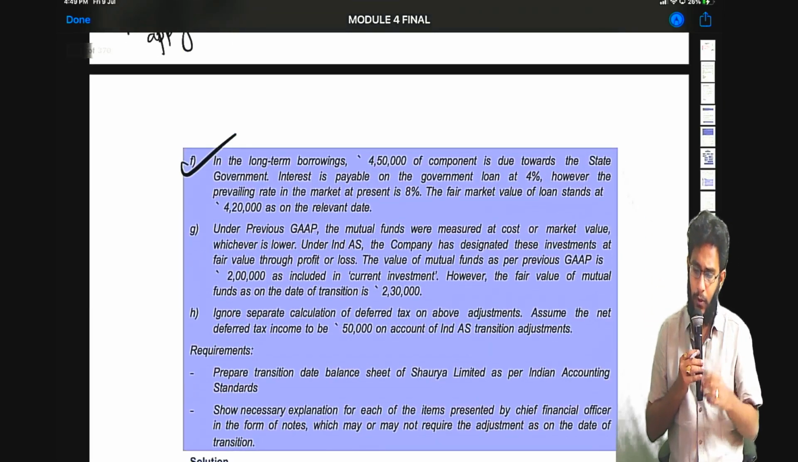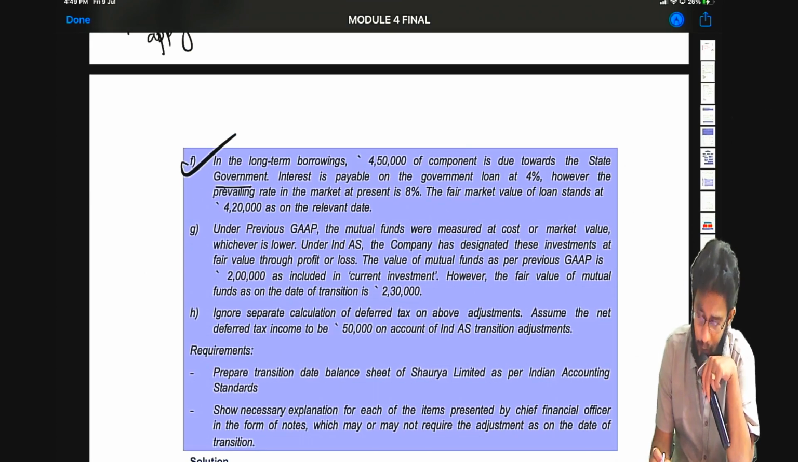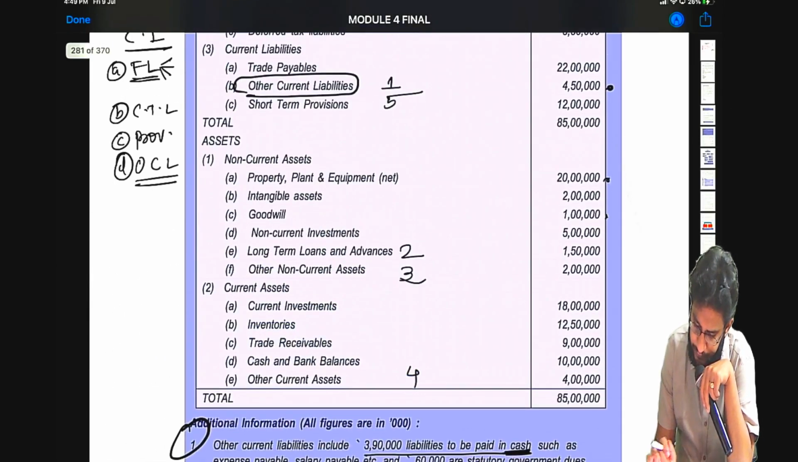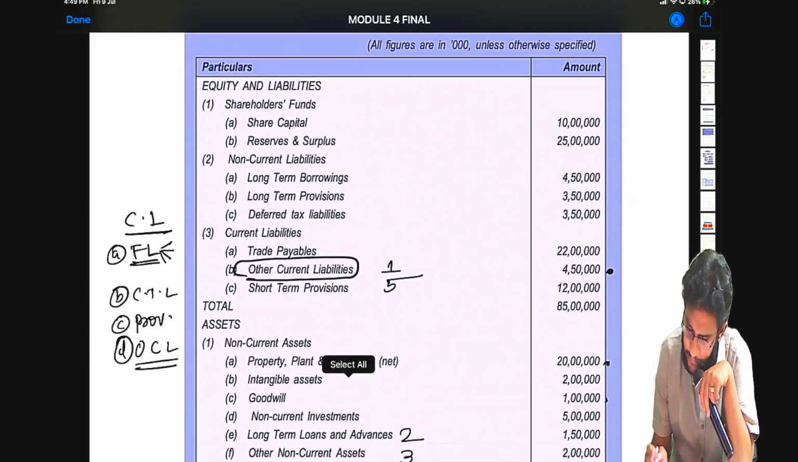In the long-term borrowings, 4,50,000 rupees of component is due towards the state government. Okay, it's a loan again. Interest is payable on the government loan at 4%. However, market interest rate is 8%. The fair value of the loan is 4,20,000 on the relevant date. Okay, let's see. Where is your liability, sir? Yeah, this one.